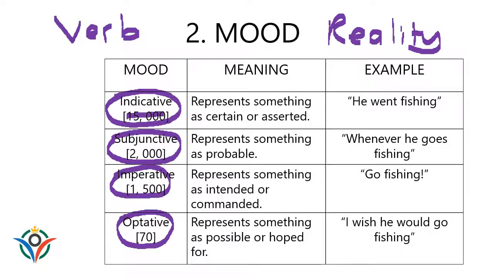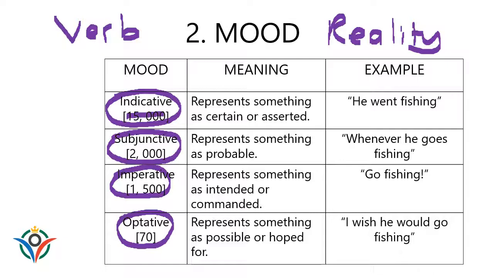Then we have the imperative mood, and the meaning there is represents something as intended or commanded. Right? So you can think of it as giving someone a command. So there's our example: go fishing! Exclamation mark. And then the fourth mood is the optative mood, which represents something as possible or hoped for.